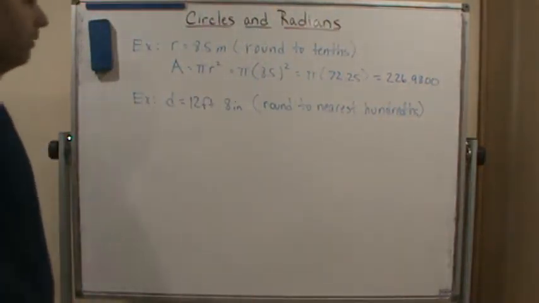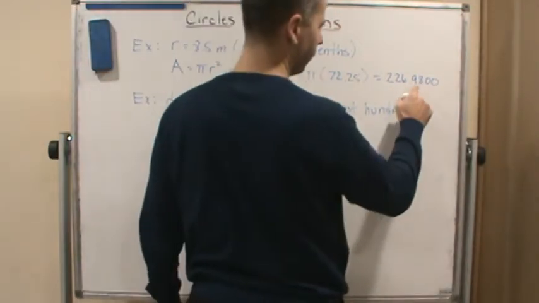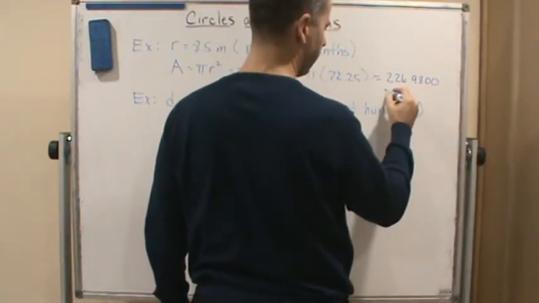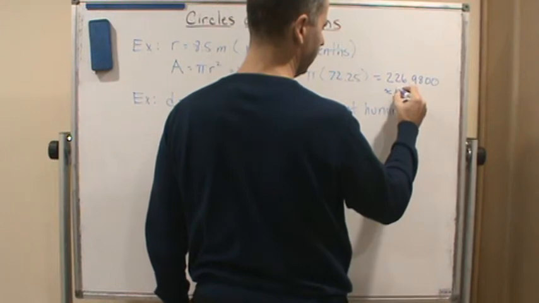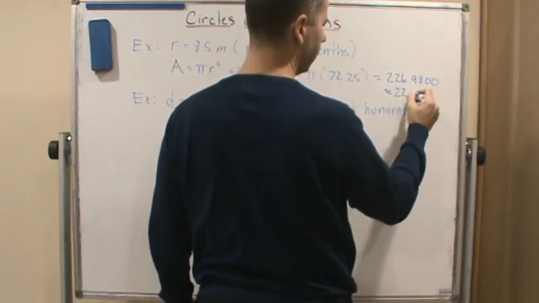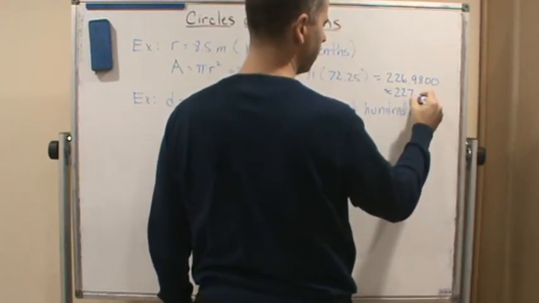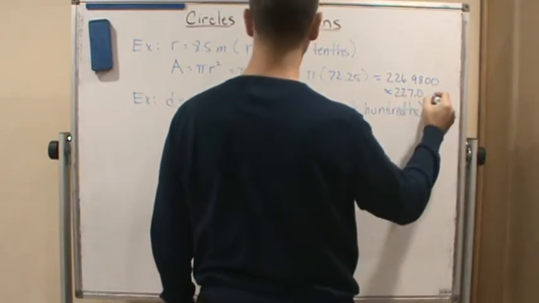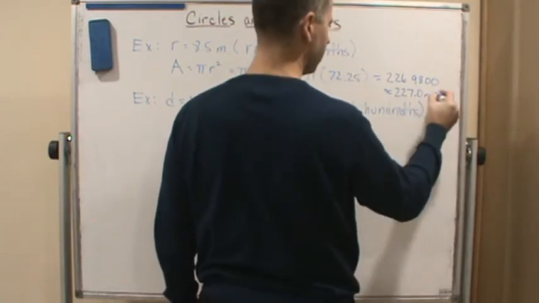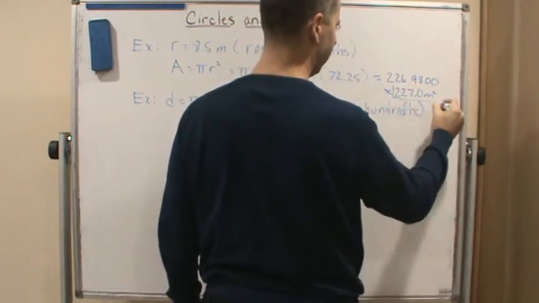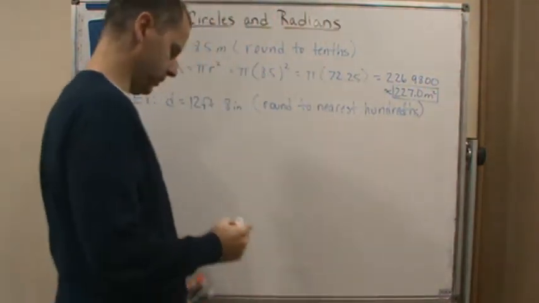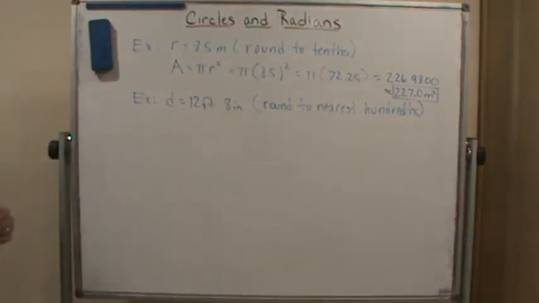Okay, and since we're rounding to the nearest tenth, which is here, this is going to be approximately equal to 227.0, and that's meters squared, because we're talking about area. So area has square meters, square units. Okay, so that's the approximate area of that circle.